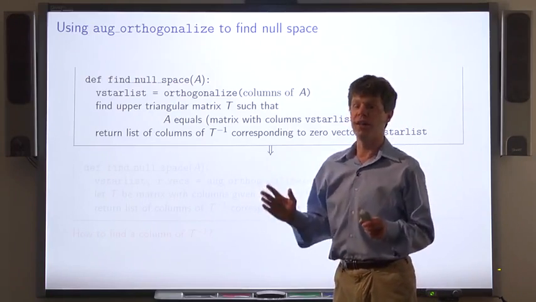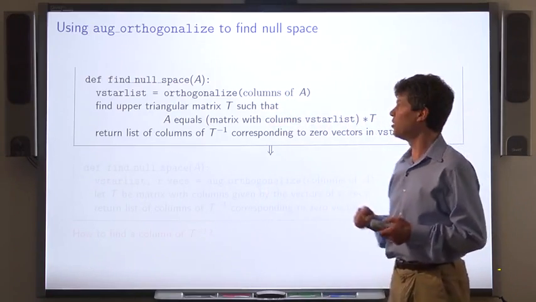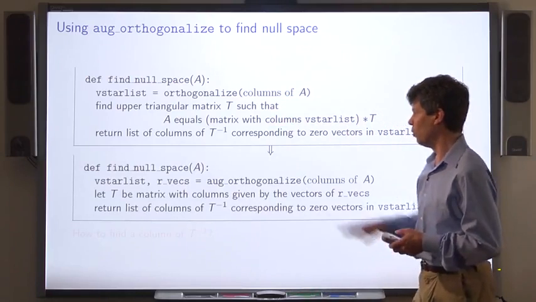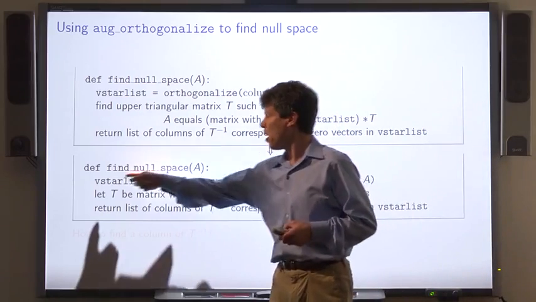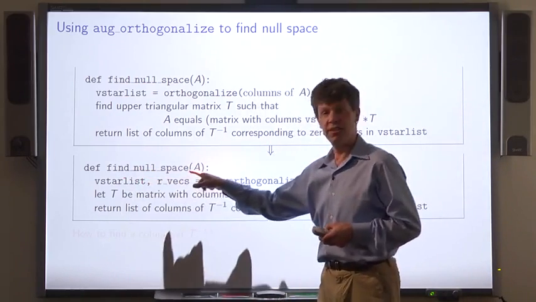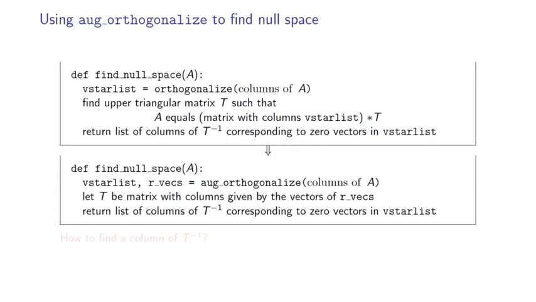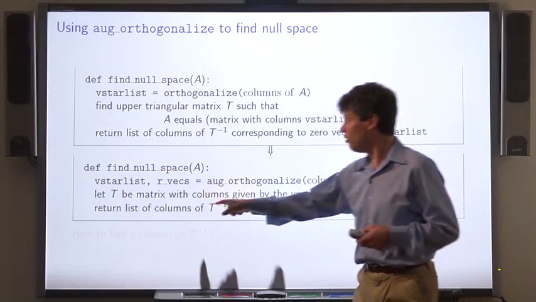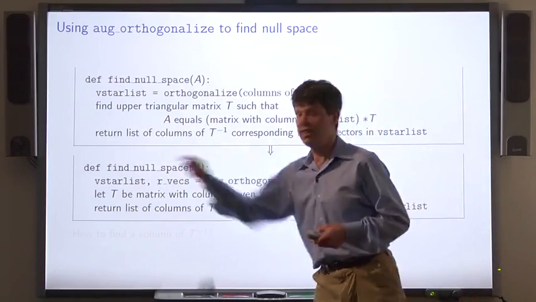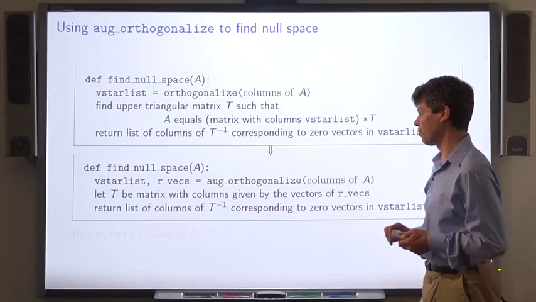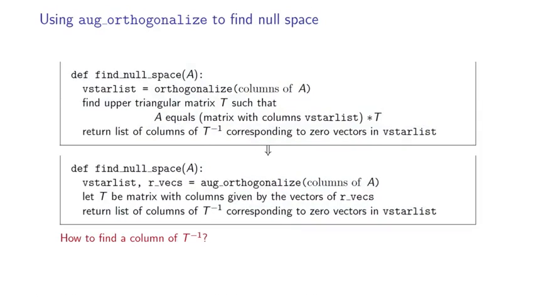Using augmented orthogonalize, we can fill out this procedure a bit. So we use augmented orthogonalize on the columns of A, and we get back a list of starred vectors and a list of R vectors. We let T be the matrix whose columns are these vectors in R vecs. And then we return the columns of T inverse corresponding to those vectors in V star list that are zero vectors. Well, how do we find a column of T inverse?